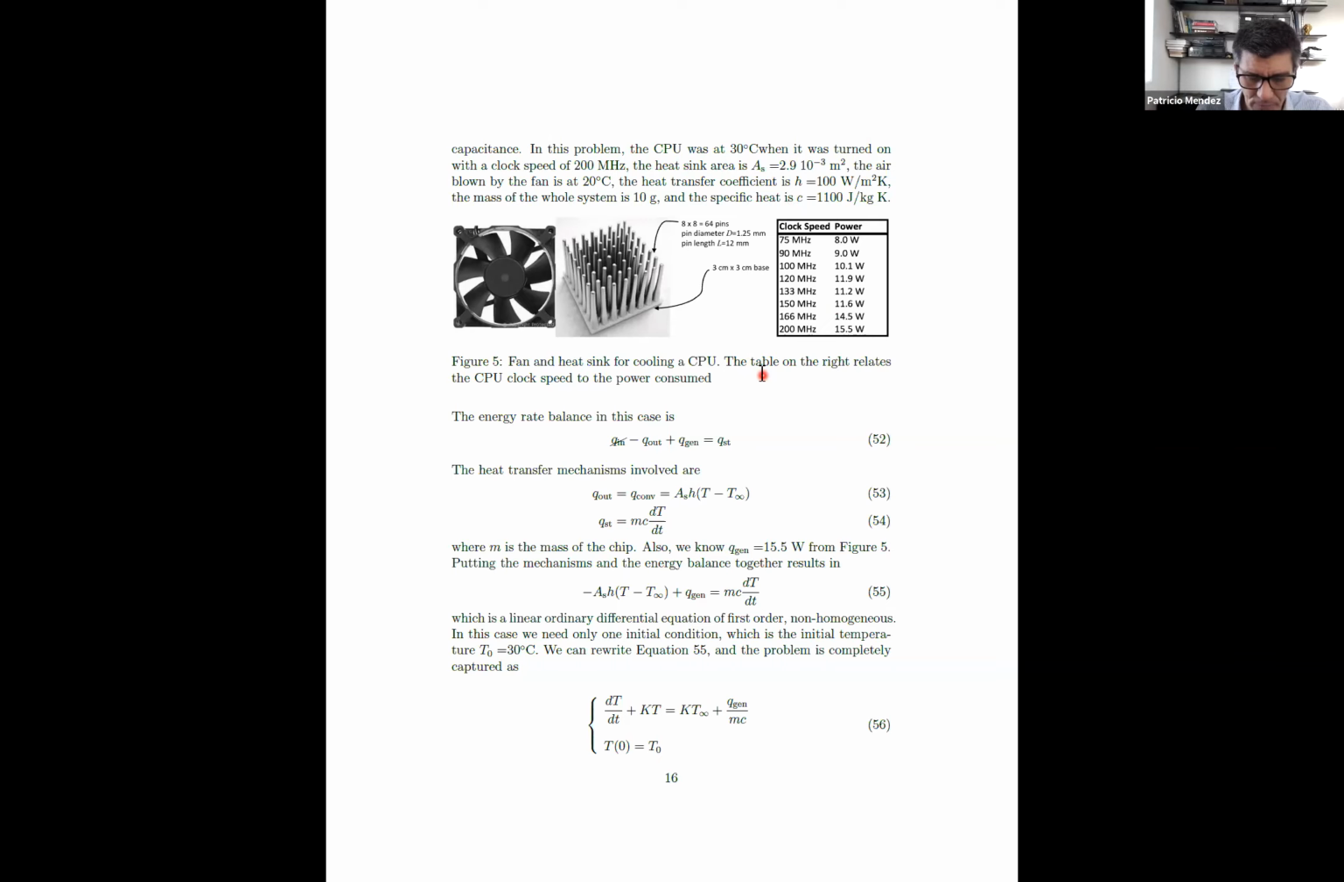We don't have it here, but I'm going to do it. We have our obvious heat energy balance, but it is missing the control volume, which I'm going to do right now.